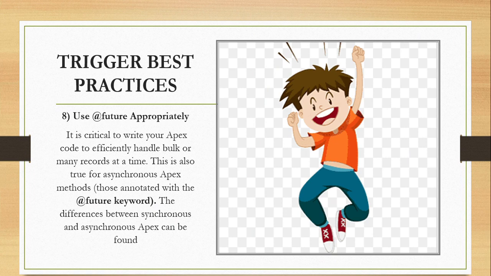Use @future appropriately. It is crucial to write your Apex code to efficiently handle bulk or many records at a time. This is also true for asynchronous Apex methods, those annotated with the @future keyword. The differences between synchronous and asynchronous Apex can be found.